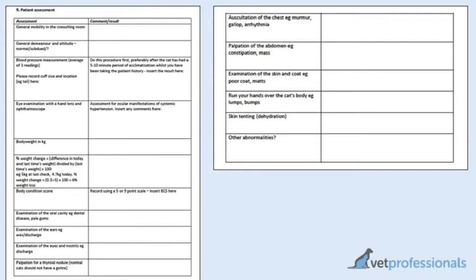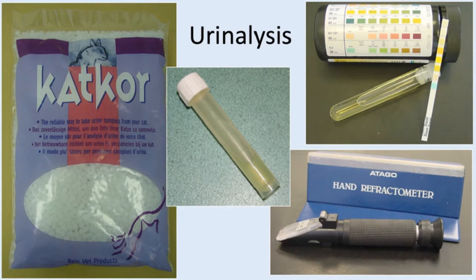This is the end of the questionnaire that I mentioned to you, so just a reminder of things to do in our examination and space to record it. So for example, what's the blood pressure, what's the body weight, are there other abnormalities? So now we've done a history, we've done a physical examination.